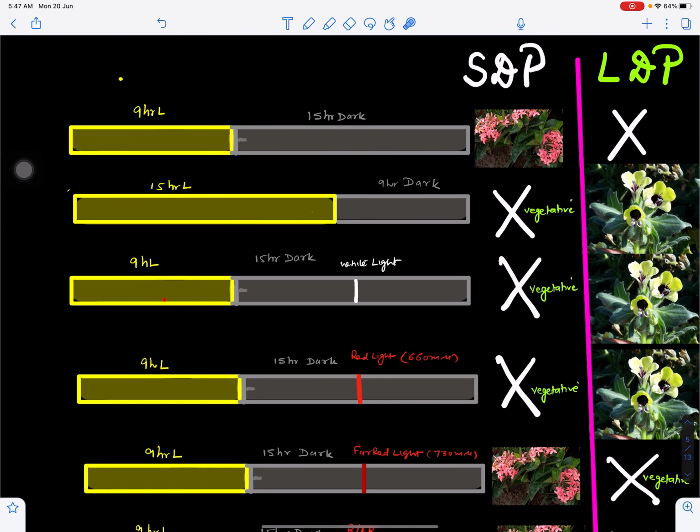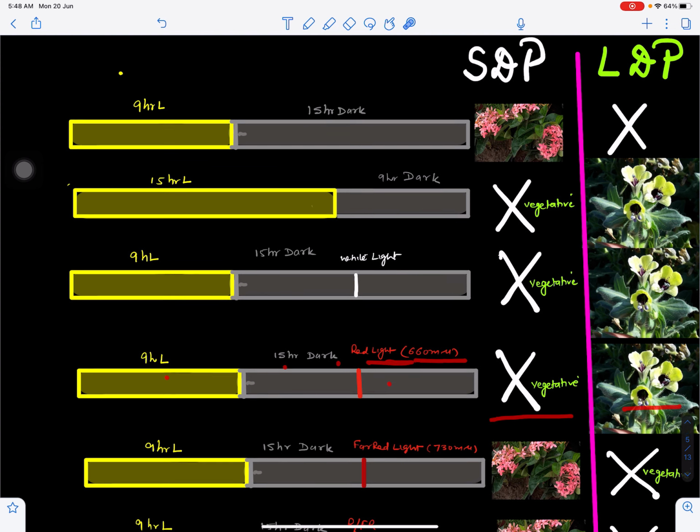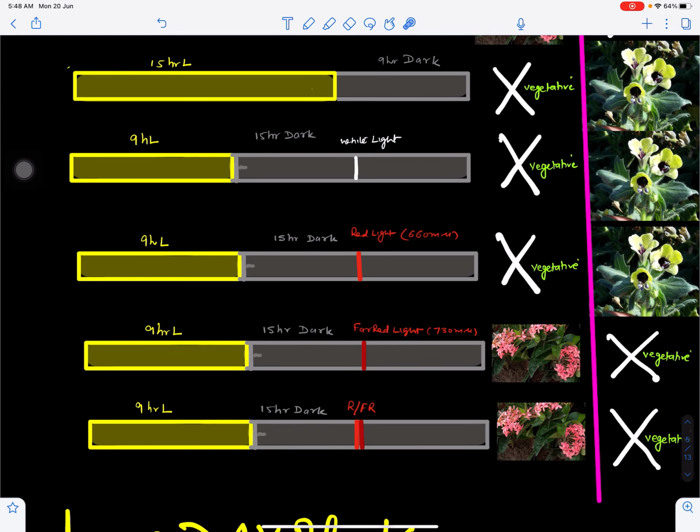Now, if we are giving 9 hours of light and 15 hours of dark, but we are exposing the plant to white light, if it is a short day plant, flowering will not take place, but if it is a long day plant, flowering will take place. Now again, if it is 9 hours of light, 15 hours of dark, and the dark period is interrupted by a flash of red light, 660 nm is its wavelength, short day plants will remain vegetative, and if they are long day plants, flowering will take place. And if we are exposing the plant to far red light at night, 730 nm, then flowering will not occur in the long day plant, but this will occur in the short day plant.